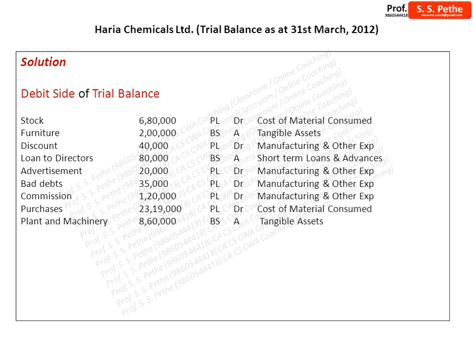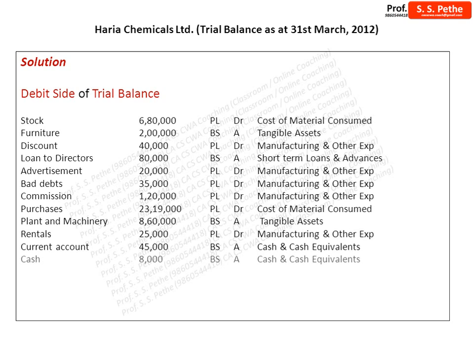Plant and machinery 8,60,000, balance sheet asset side in the tangible asset category. Rentals, it is a debit rental, so it is an expenditure, so P&L debit side, manufacturing and other expenses. Current account 45,000. Remember, this current account is not what you used to do in partnership. It's a current account with the bank. It's an asset, and it will be shown in cash and cash equivalents, balance sheet asset side. Cash 8,000, again balance sheet asset side, cash and cash equivalents.